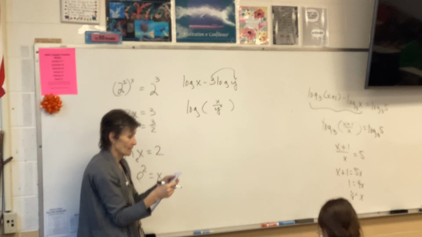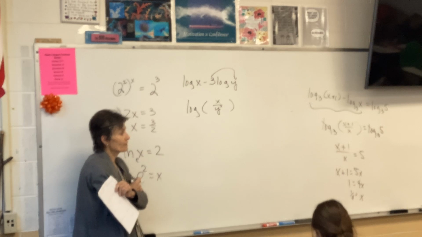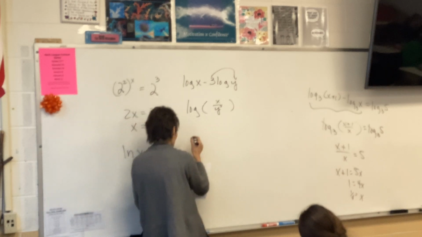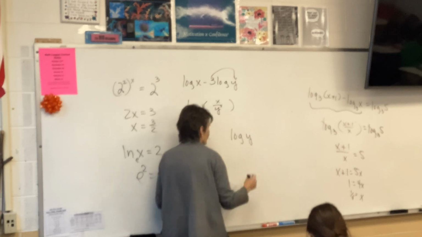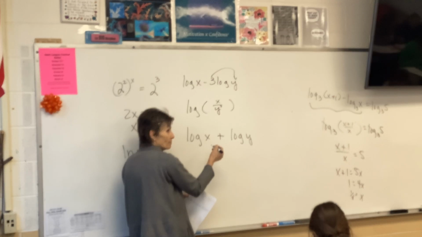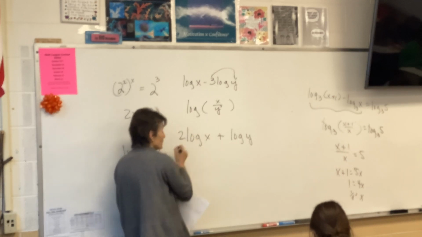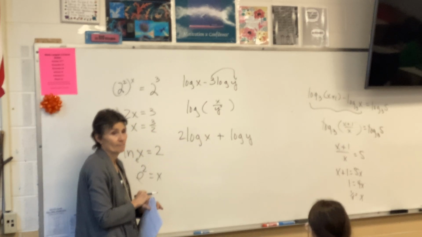Do the same thing backwards for the next one. What's that going to be? I'm going to need a log x and I'm going to need a log y. 2 log x plus log y. I'm going to add them. And 2, right, folks? I'm adding. And I'm putting the 2 out in front of just the x.